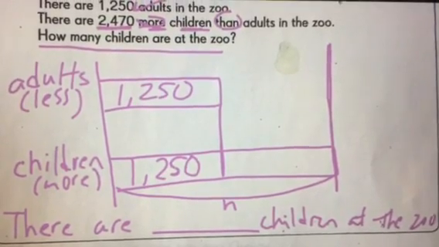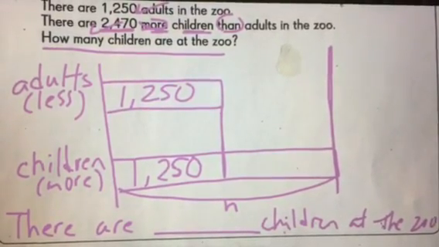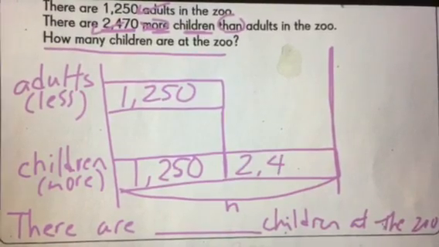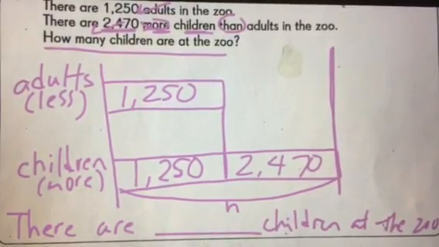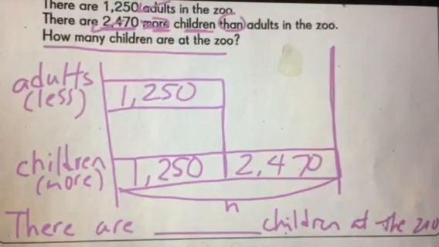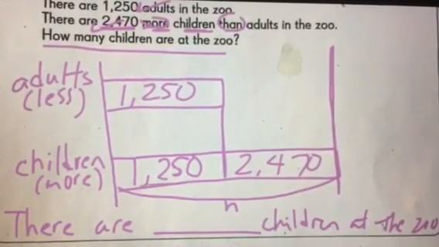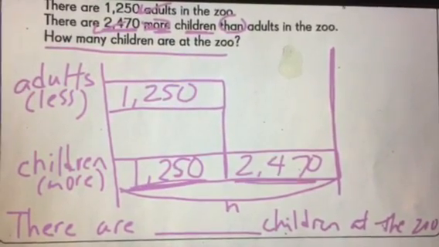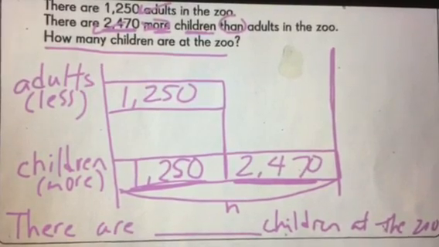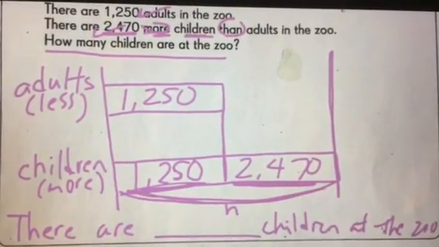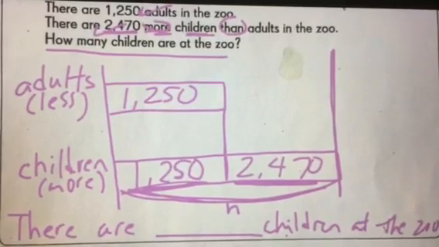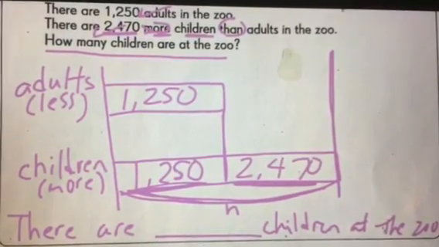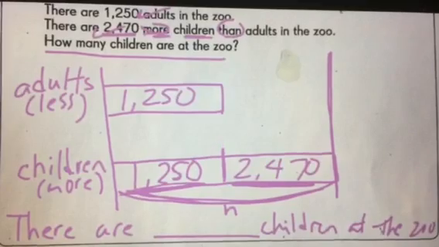So, let's check that off. We know that there are 2,470 more children. So, if you add 1,250 plus 2,470, you will get your whole number, your unknown number for N, for the children. Let me erase that.